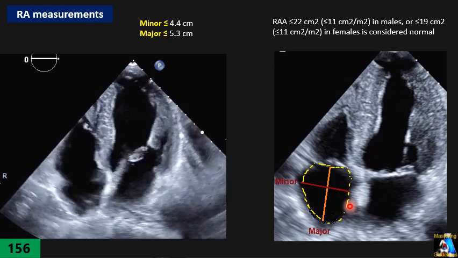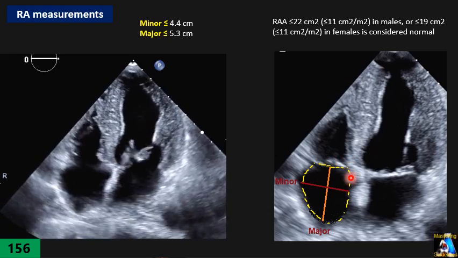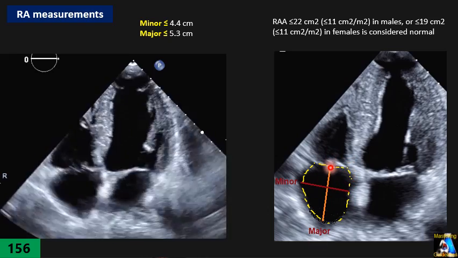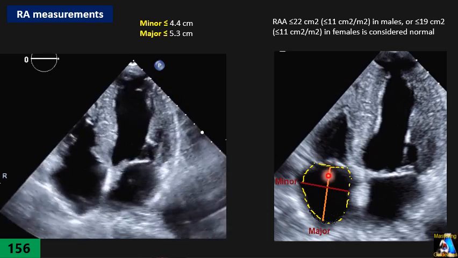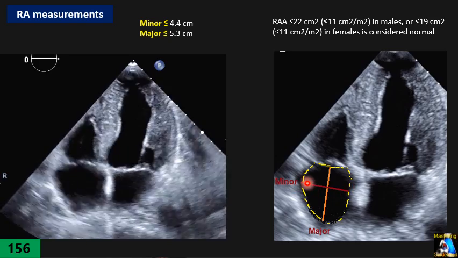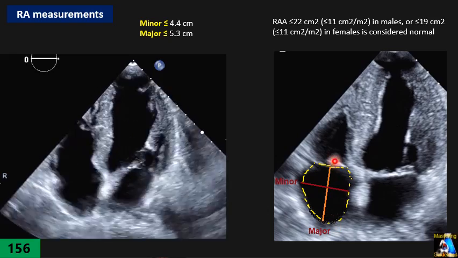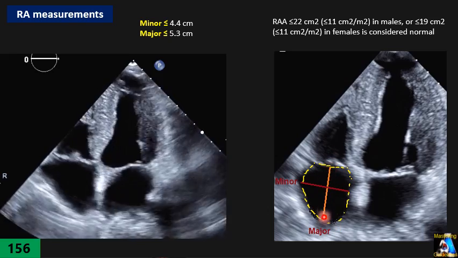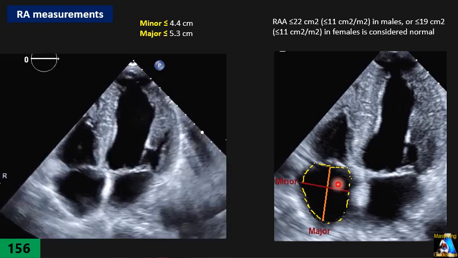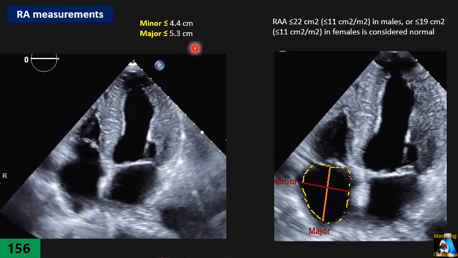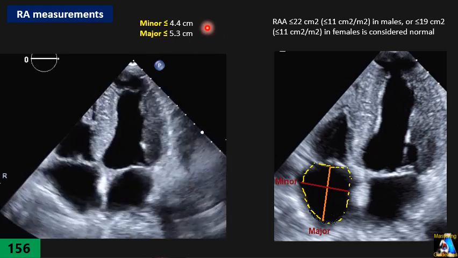For the major dimension or diameter, we start at the middle of the tricuspid annulus, almost here, and make it perpendicular to the minor dimension. Here, as you can see, don't make it go to the largest. Go from the middle and perpendicular to the minor. This will be your major diameter of the right atrium. Normal should be equal or less than 5.3 centimeters.